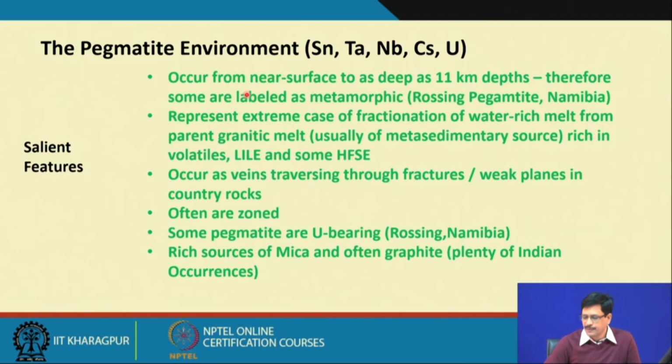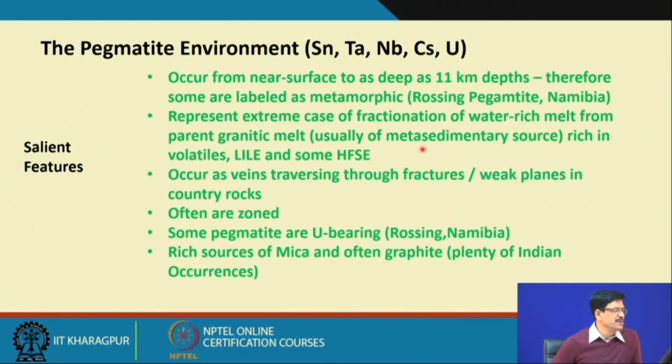So, pegmatites are essentially seen as occurring as veins in different types of rocks, mostly the country rocks, the gneiss country rock or any kind of country rock in which they occur as veins, and in some situations they have been labeled as metamorphic. The only example of it being one of the pegmatite bodies occurring at the Rossing pegmatite in Namibia, which is also a source of uranium.